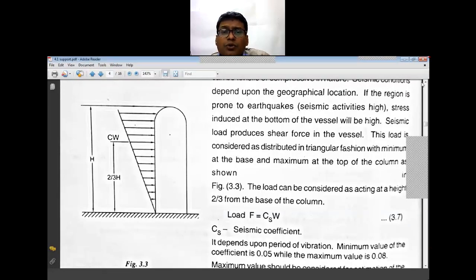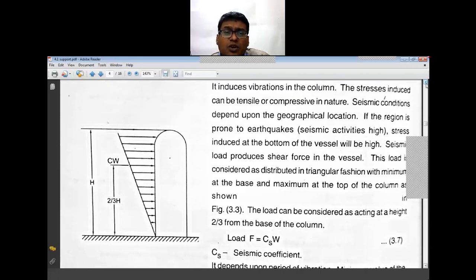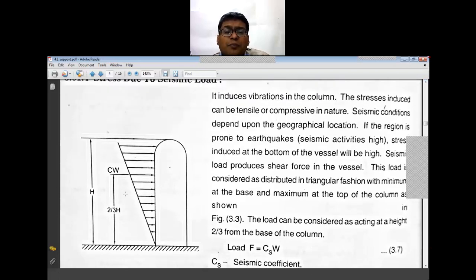So coming to this seismic load, that is nothing but the vibrations because of the earthquake. When we take the vibrations because of the earthquake into account, it is the lowest at the bottom and the maximum at the uppermost section. So it induces the vibrations in the column, and the stresses induced can be tensile or compressive in nature.